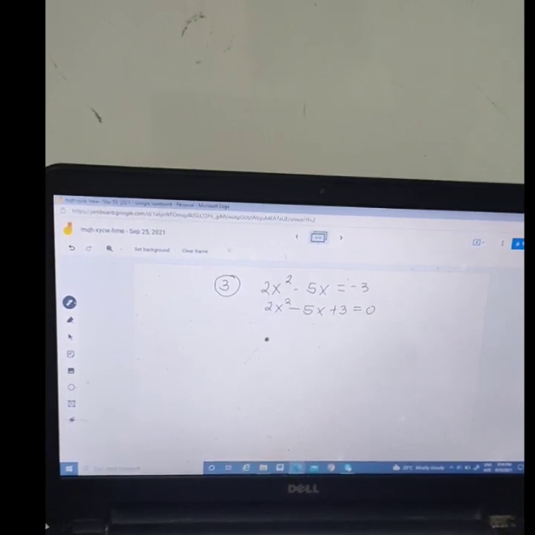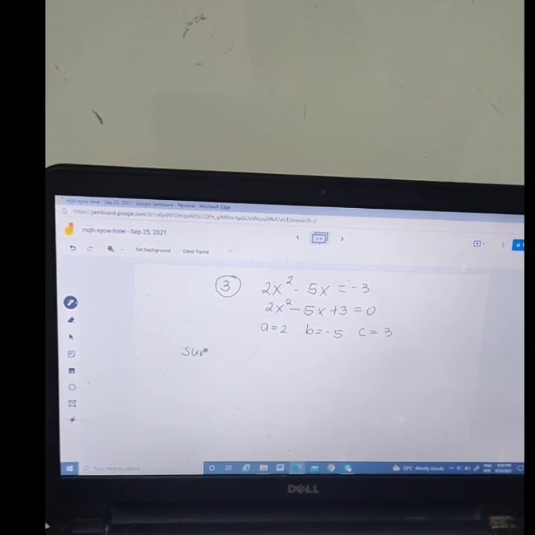Now that the given equation is already in the standard form of a quadratic equation, we can now proceed with getting the values of a, b, and c. A is equal to 2, b is equal to negative 5, and c is equal to 3. We can now proceed with getting the sum and the product of the roots, using the given formula.